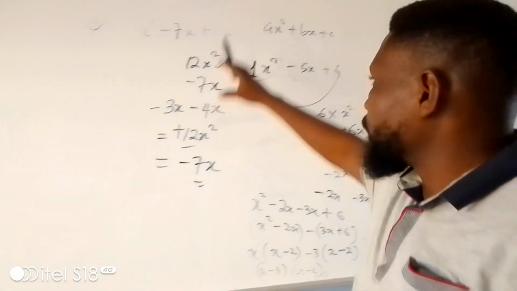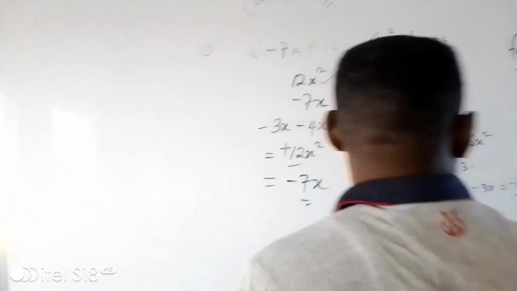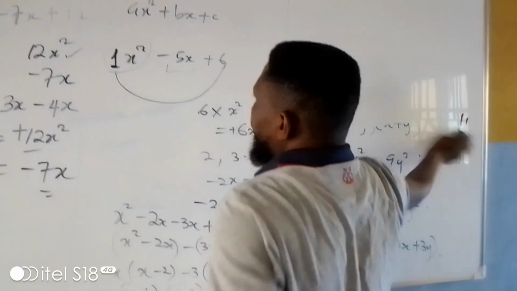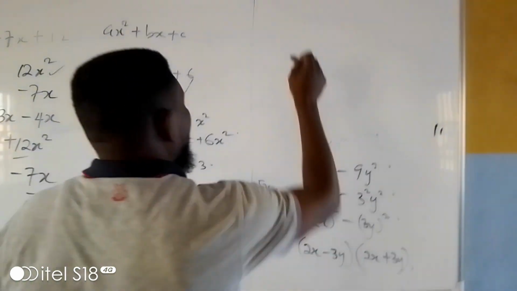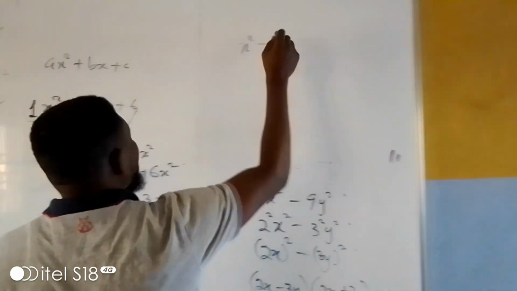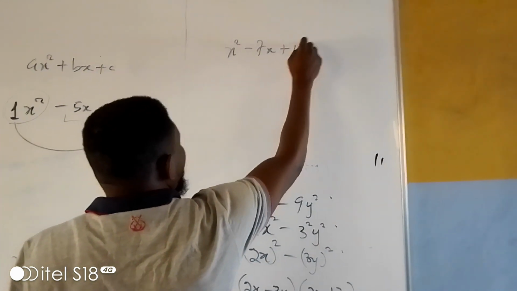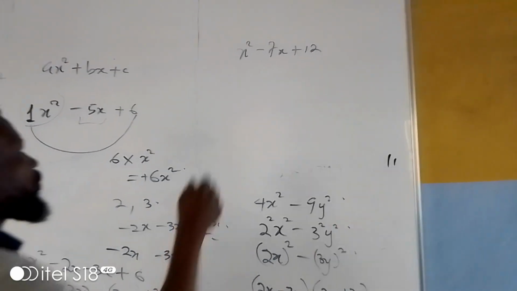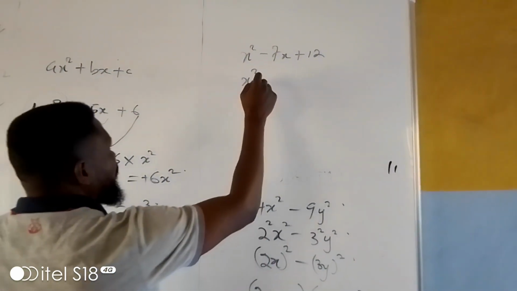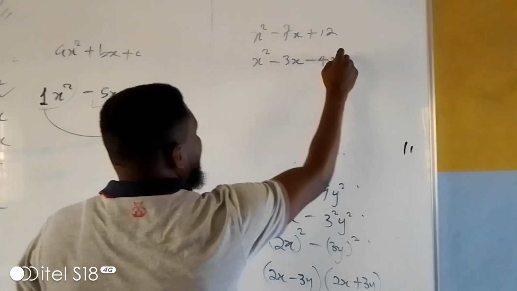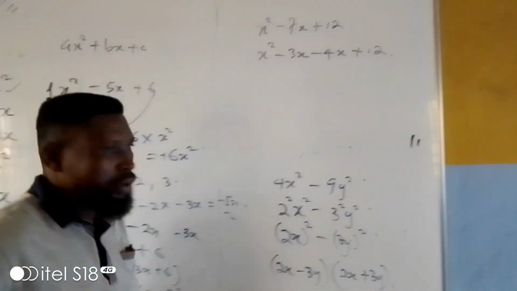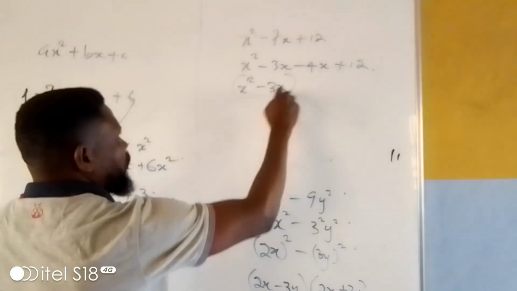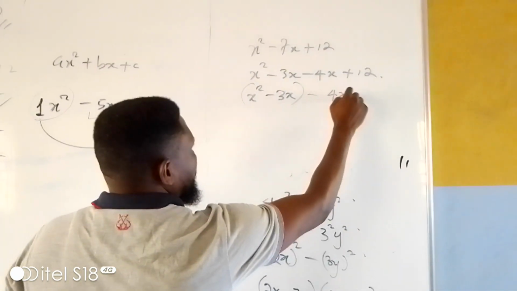So we're going back to the expression, and the expression we have here is x squared minus 7x plus 12. So we are replacing minus 7x with these factors. So we have x squared minus 3x minus 4x plus 12. Of course, you have to group them into two brackets, like this.